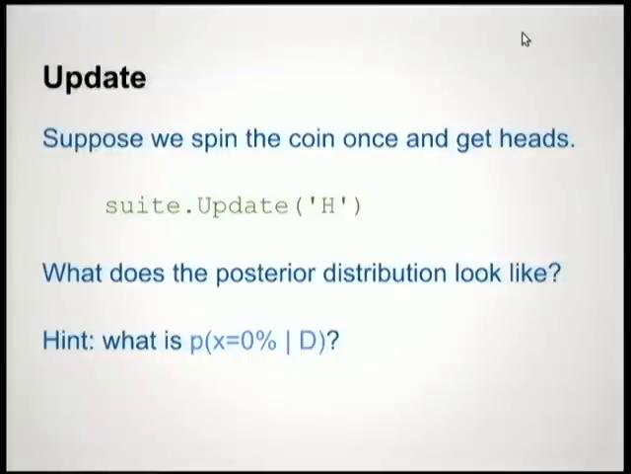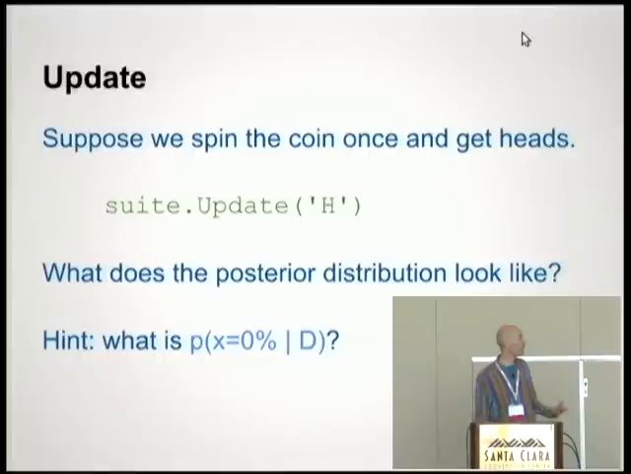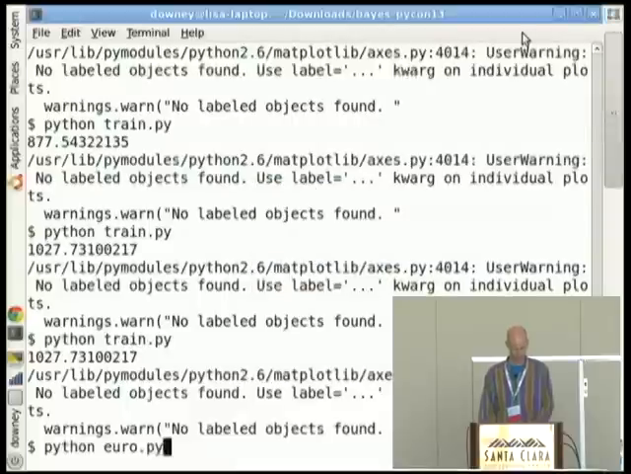If the probability of heads is 0 and I just saw heads, then I've seen something impossible, and therefore that hypothesis can't be right. And now think a little bit about what the rest of that distribution looks like. Let's run the code and find out.